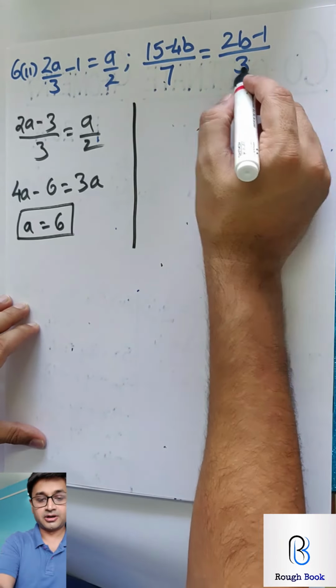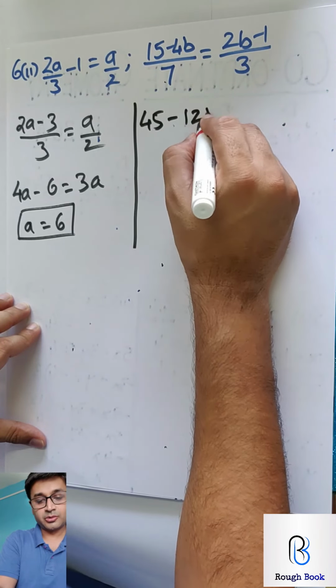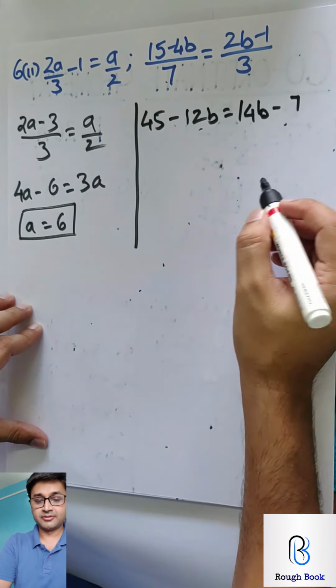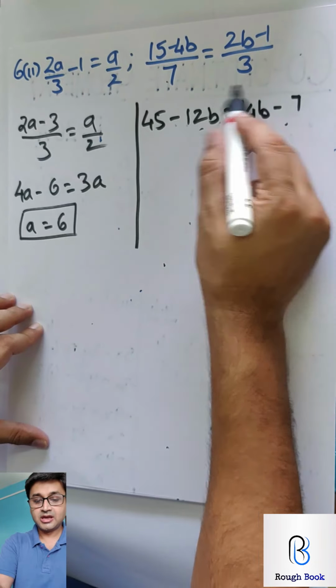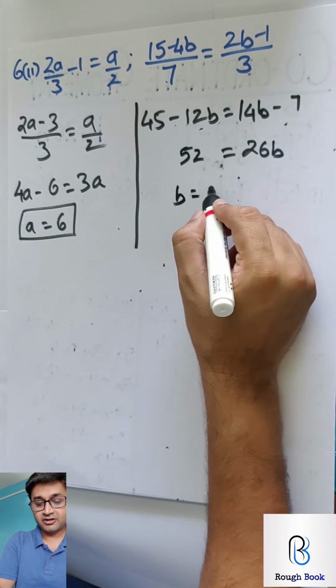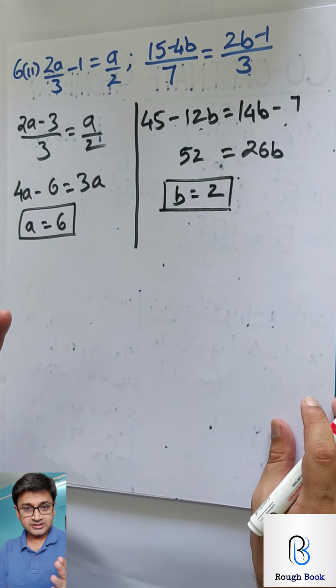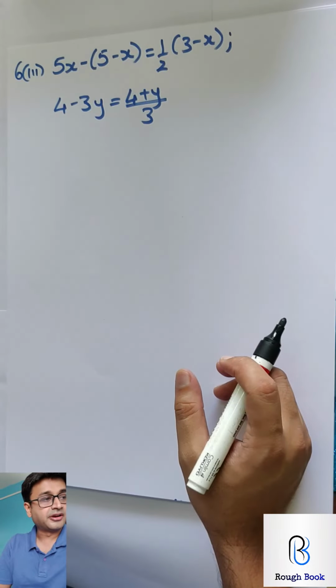Let's try for the second part. 3 15s are 45, 3 4s are 12, 7 2s are 14 minus 7. So now 12b goes on the other side, so I get 26b, plus 7 goes on the other side, so I will get 52. So the value of b therefore becomes 2. Really simple. How many of you got this? Superb. Come on, let's race this time. How many of you are racing with me?